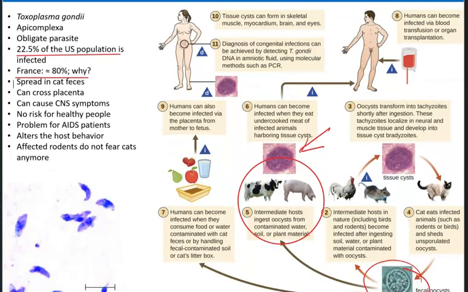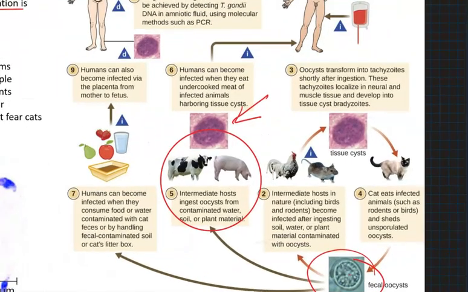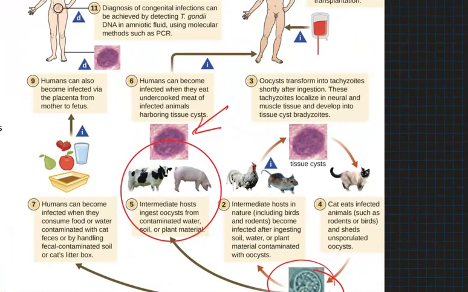So, do you have cats? You had? Okay. So, cats, especially if you let them out and they hunt rodents, can eat an infected mouse. That's what cats do. That's fine.